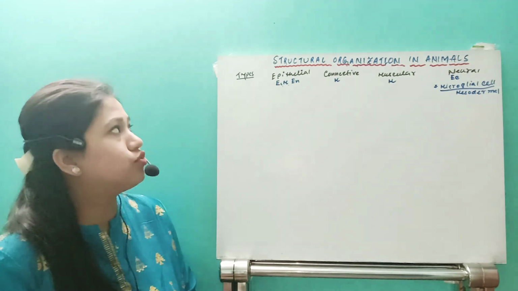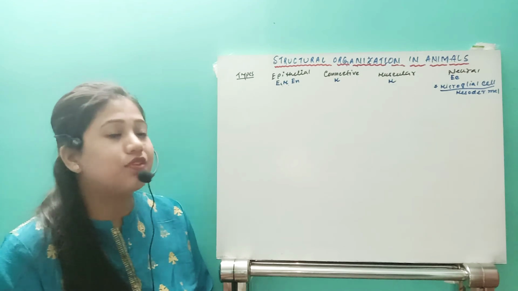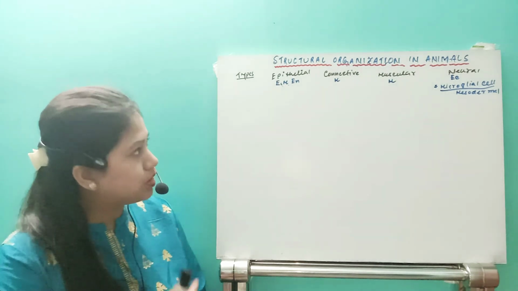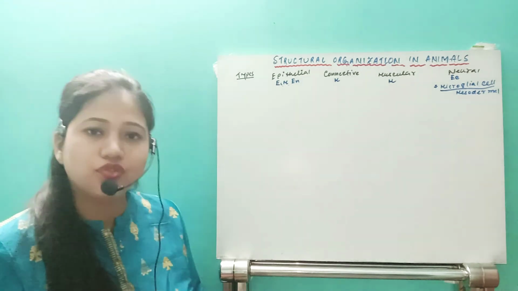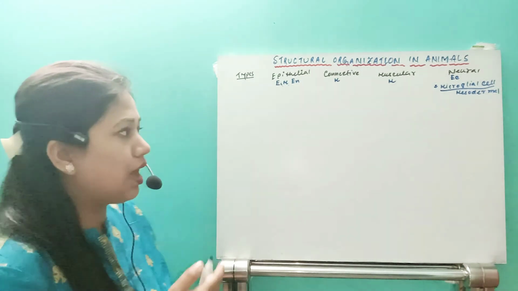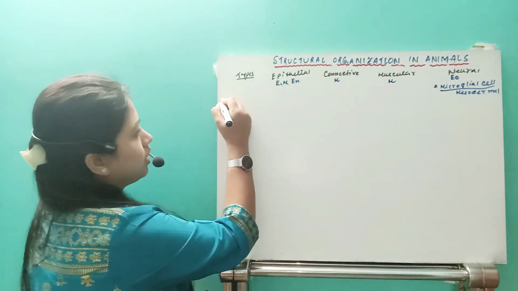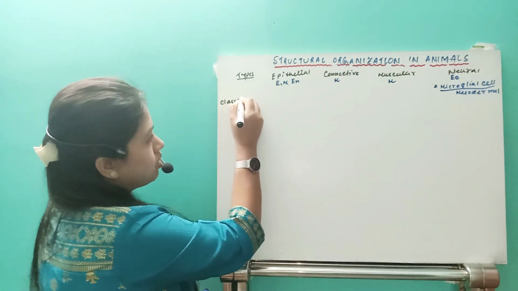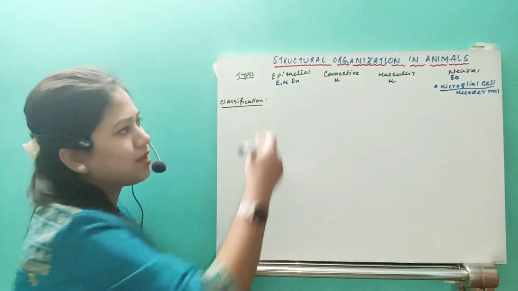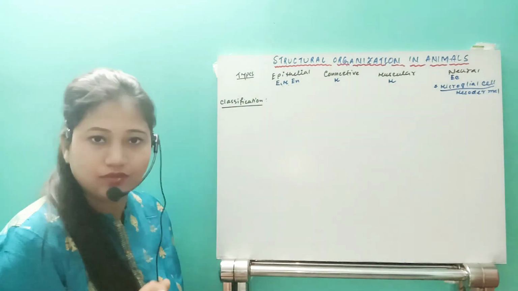Let's just move to the next one: how many types of epithelial tissue, connective tissue, muscular and neural tissue we have. Okay, so we have to see now the classification, right? Classification of all the types of tissue. That means how many types of tissues we have, right?